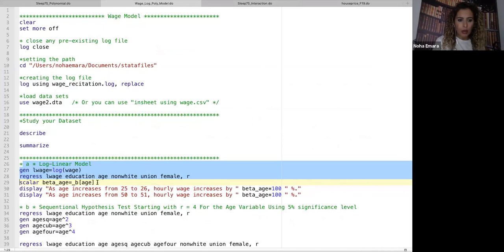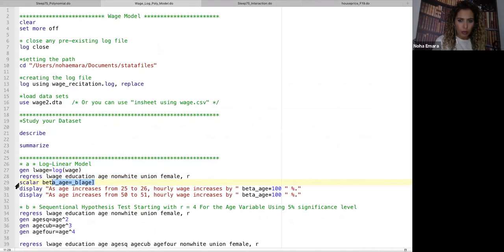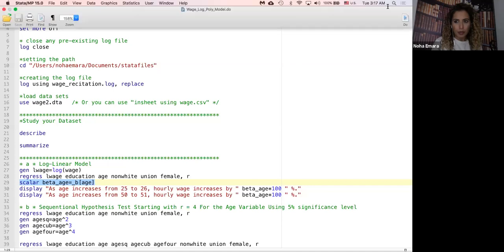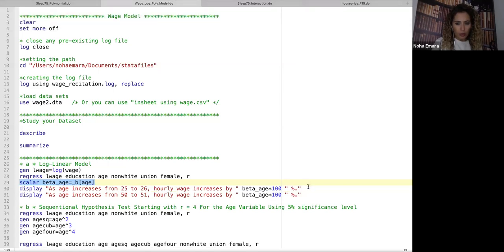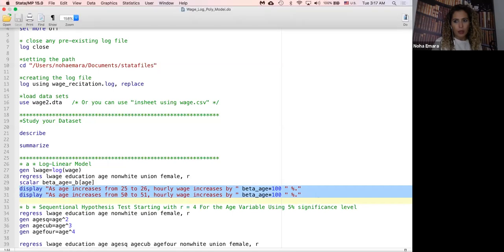So I extracted the coefficient. You don't have to do that, but I highly suggest that you learn it, because sometimes in an exam, this might not be an option, okay? It's easy, but it just requires you to learn it first. So I got the scalar, and then this is your question, okay? Because I didn't ask you about the 50 to 51. So let's display both, okay?